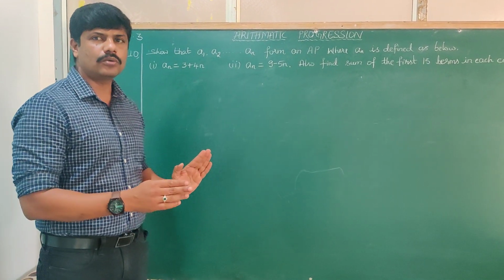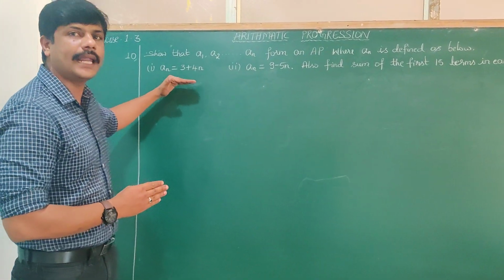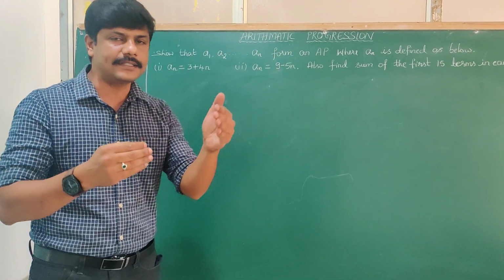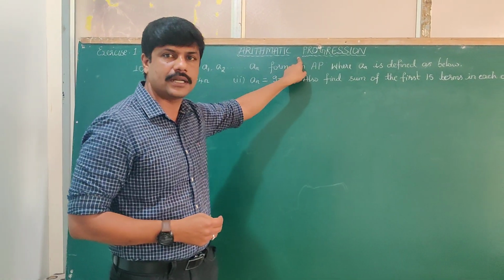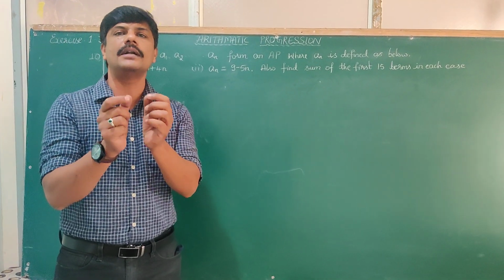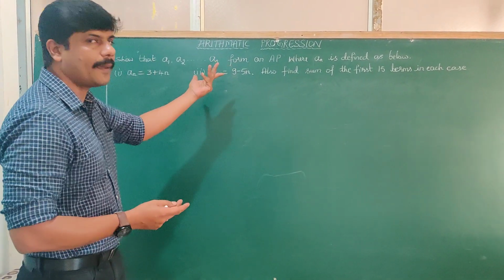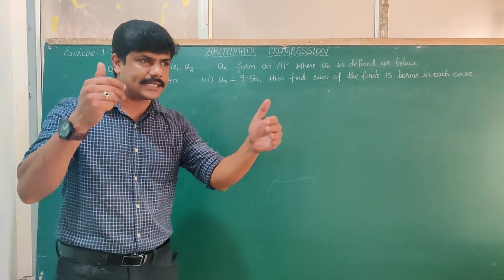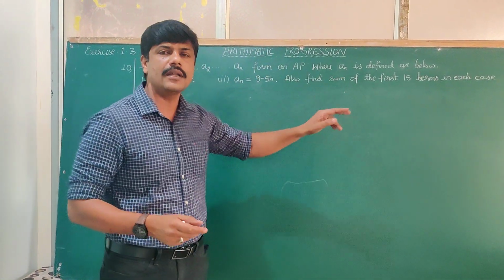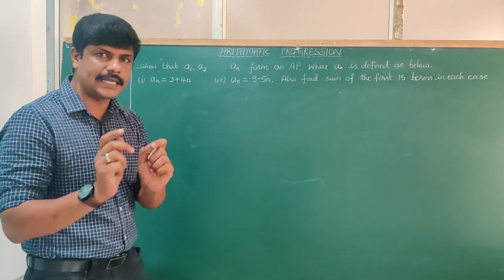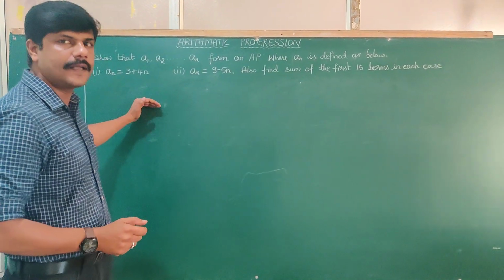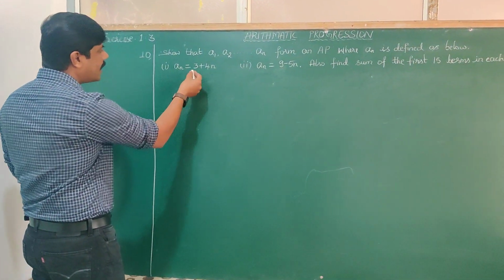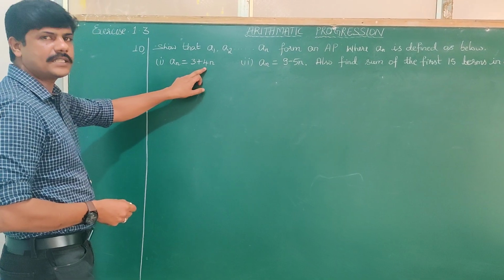To show it is an AP, we need to find the common difference. If the set of numbers, according to the definition, has a common difference, then it is an AP. That is the only clue we have to call a set of numbers an arithmetic progression. We'll see whether it has a common difference. Now, AN is equal to 3 plus 4n.